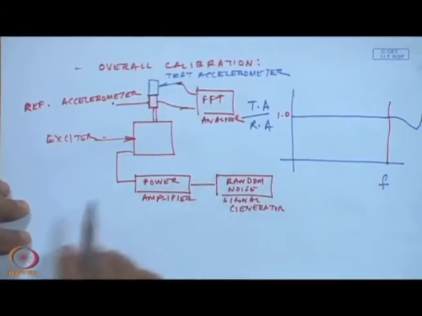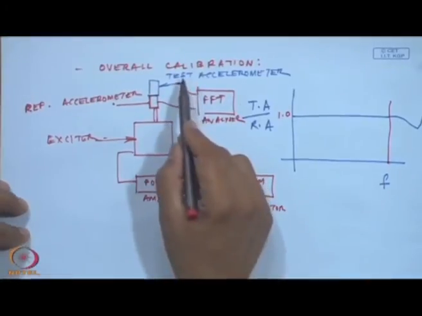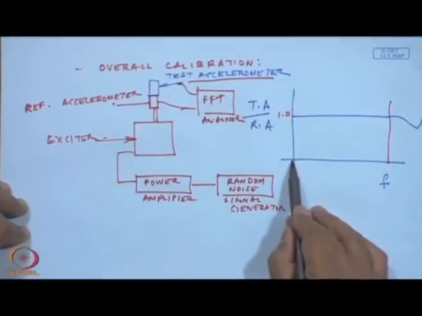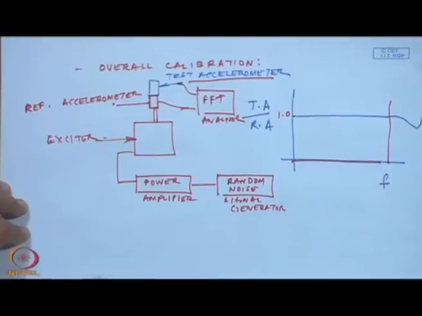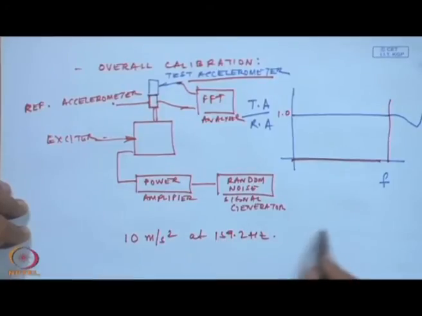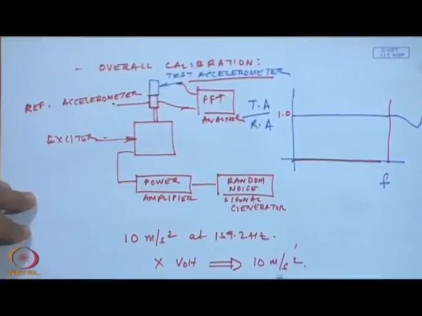Once you are done that, you can be sure that this test accelerometer, which you are going to take to the field, is calibrated for all frequencies, and at the field you just give a known value of 10 meters per second square at 159.2 hertz and see whether you are getting the same value. Or if I get some x voltage in the system, I know this corresponds to 10 meters per second square. Okay. This can be done.